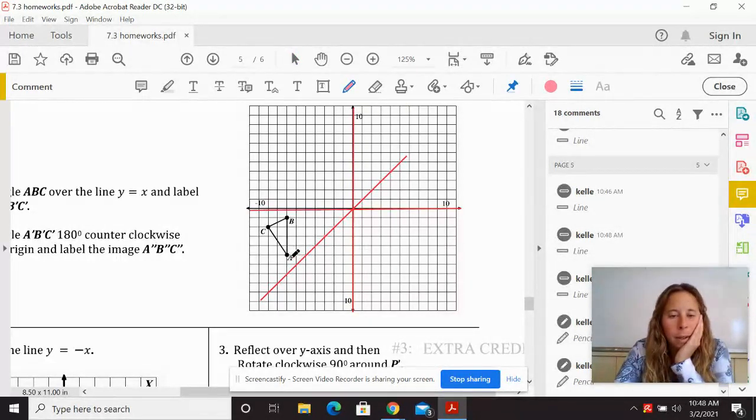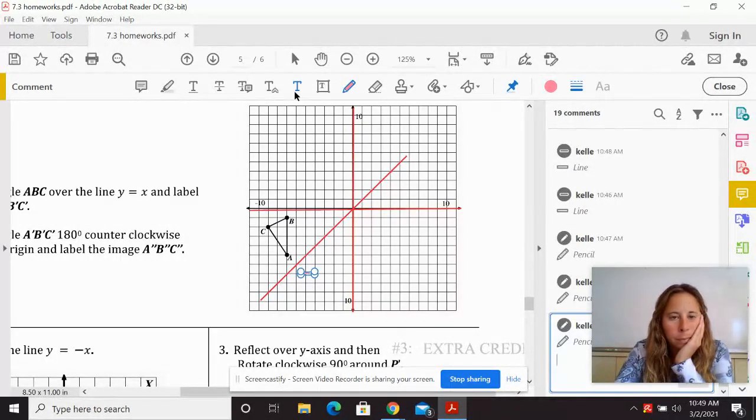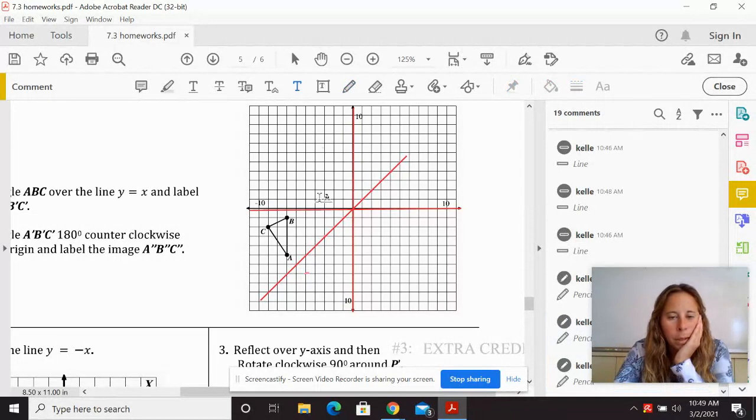So it doesn't matter. You can start with any point. I'm going to start with point A because it's right here. So it looks like point A is left 1, up 1. And there's point A.